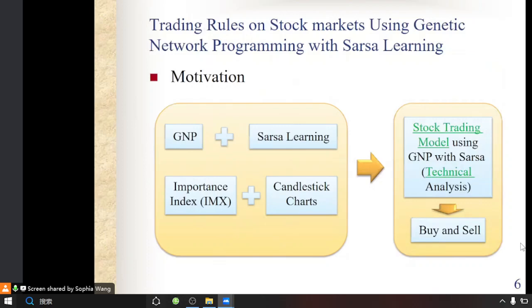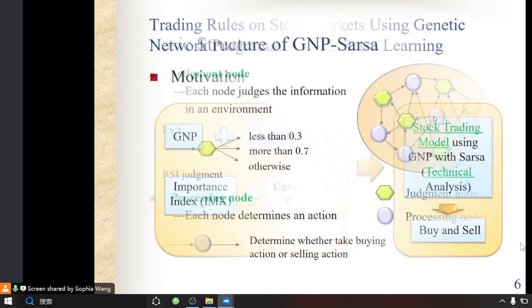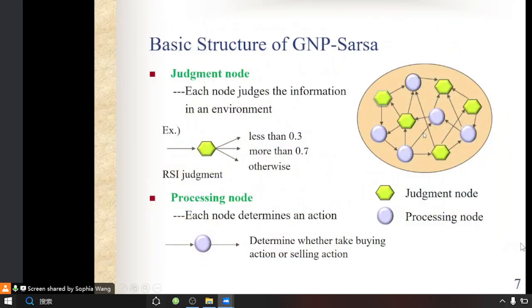And so I show the logic relationship between how we use GMP and self-learning. Self-learning is the same as reinforcement learning. It's one of the typical methods in reinforcement learning. So we use GMP and self-learning, and finally we want to design a stock trading model. We want to propose the GMP stock trading model to do the buy and sell actions.